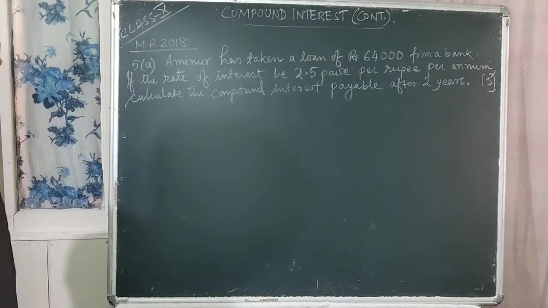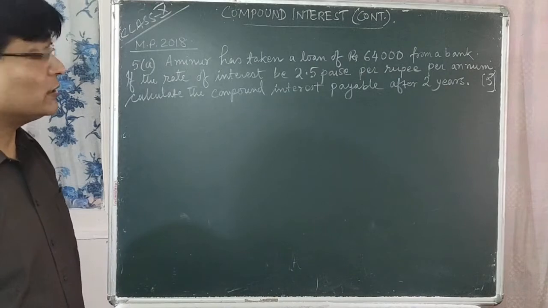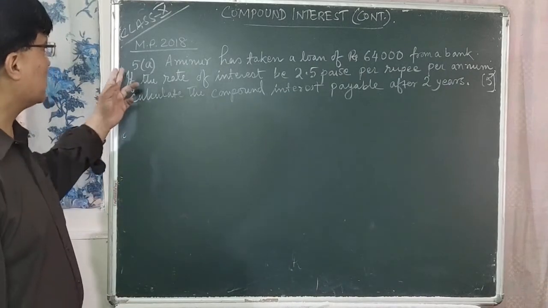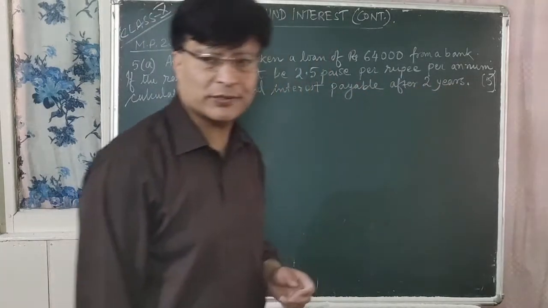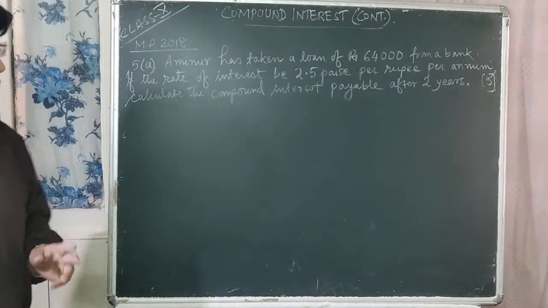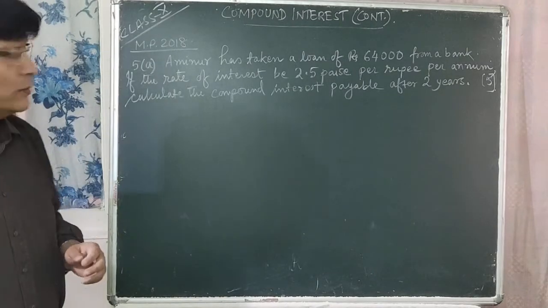So now, let's do this question from Madhyamik Pariksha 2018. This is question number 5A. This question also carries 5 marks, right? So first of all, you have to understand this question. So what is asked in the question?